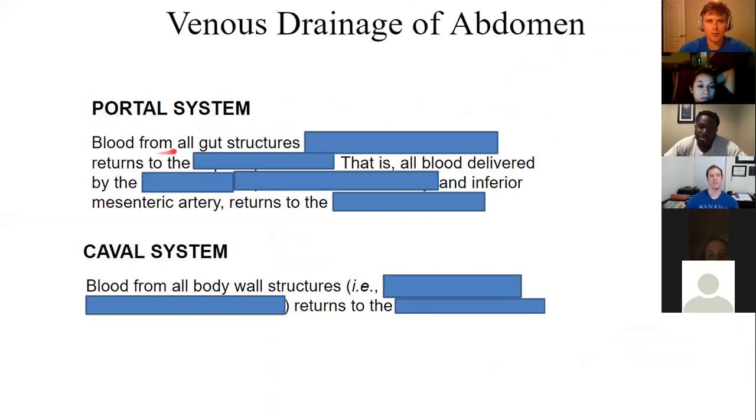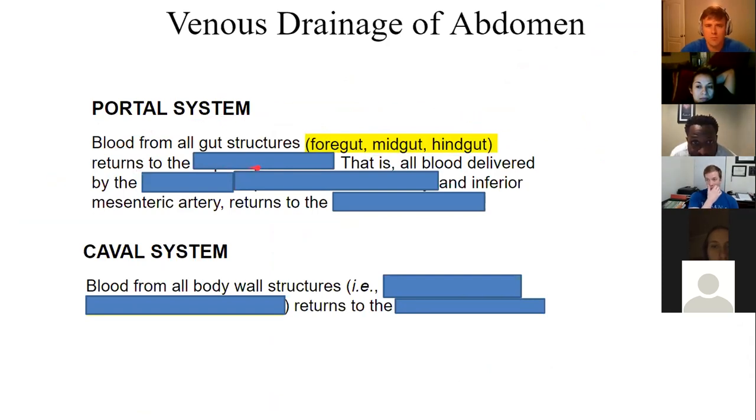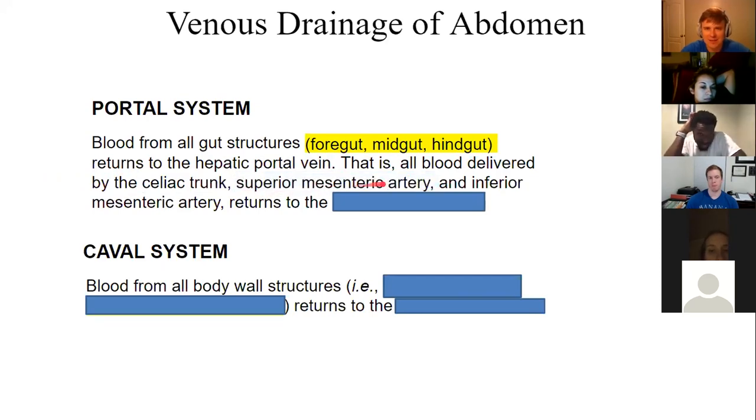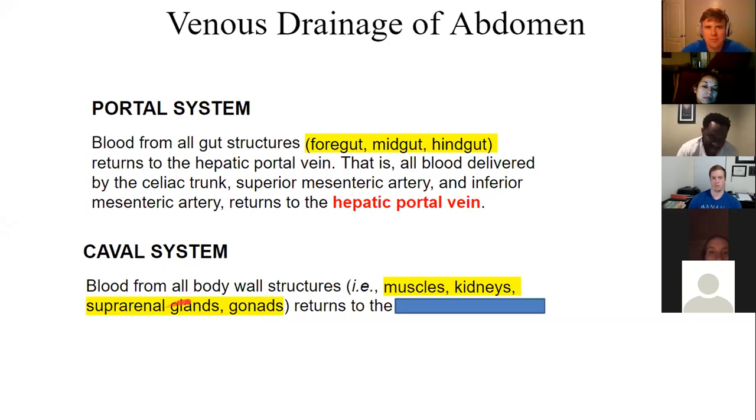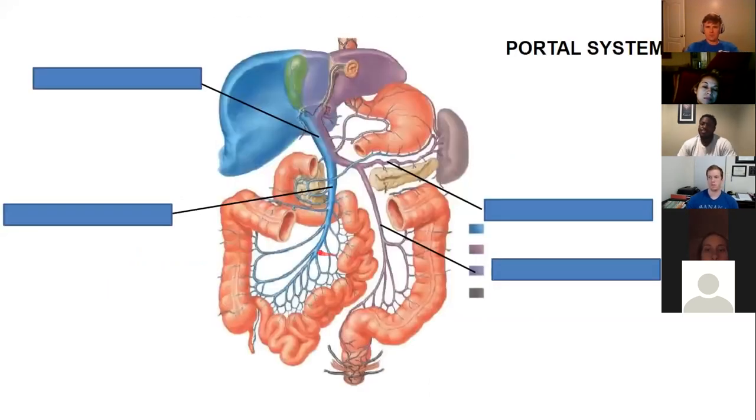All right. All the blood from all gut structures, blank. All of them. Foregut, hindgut. Returns to the liver? Hepatic portal. Yeah, which leads to the liver. Delivered by the celiac trunk and inferior. Okay. Returns to the hepatic. Okay. In the caval system, blood from all body wall structures, like muscles, gonads, returns to the inferior vena cava. Nice. Cava is in, like, caval.